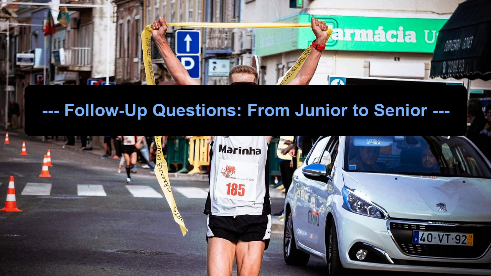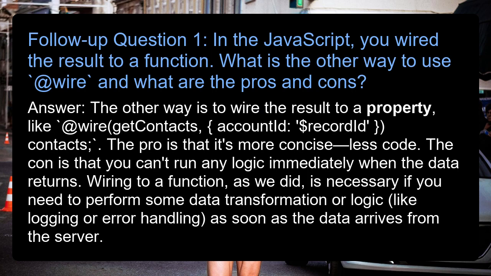Follow-up questions, from junior to senior. Follow-up question 1: in the JavaScript, you wired the result to a function. What is the other way to use @wire and what are the pros and cons? Answer: the other way is to wire the result to a property, like @wire(getContacts, {accountId: $recordId}) contacts. The pro is that it is more concise, less code.